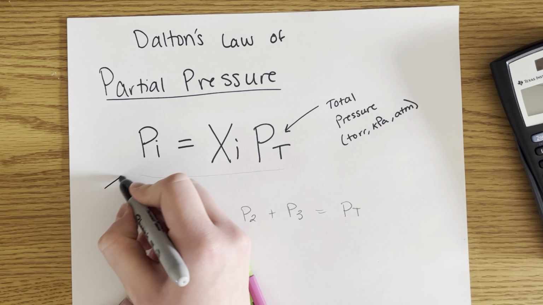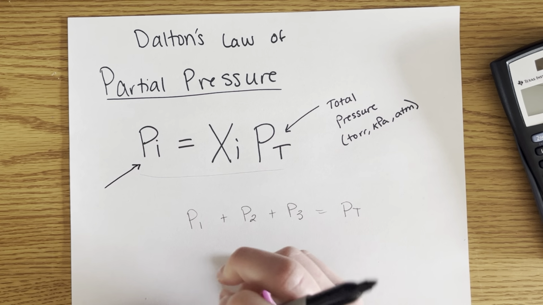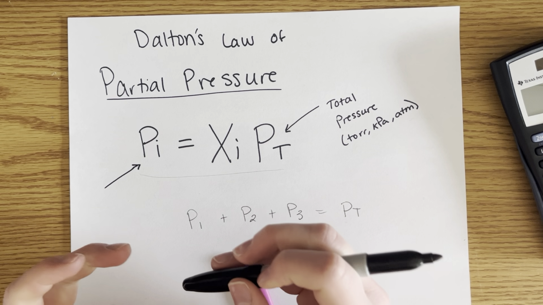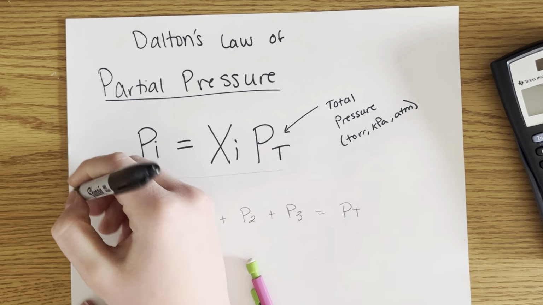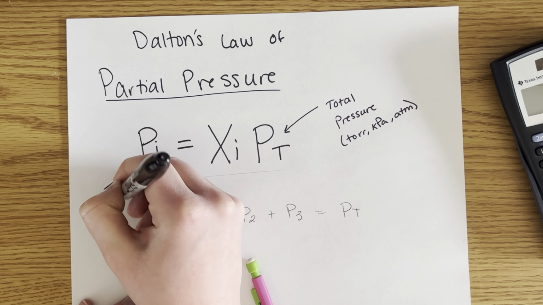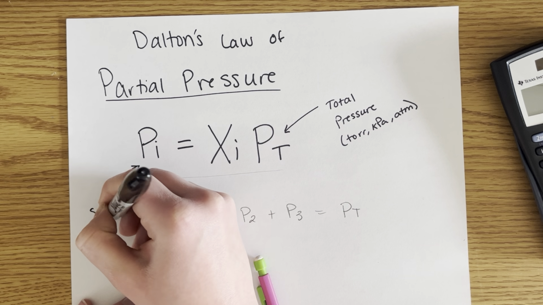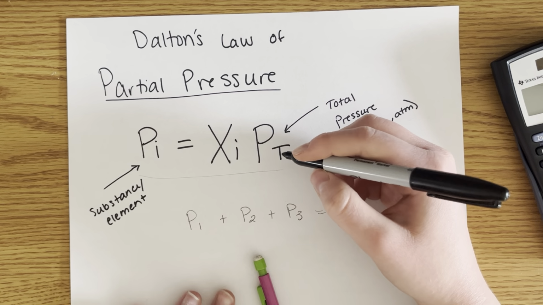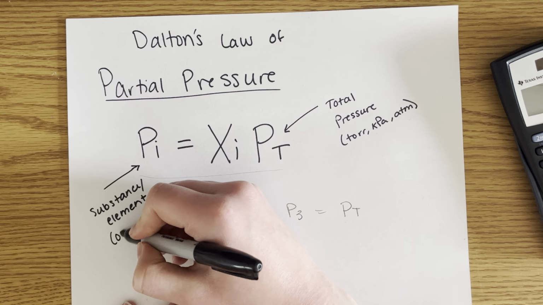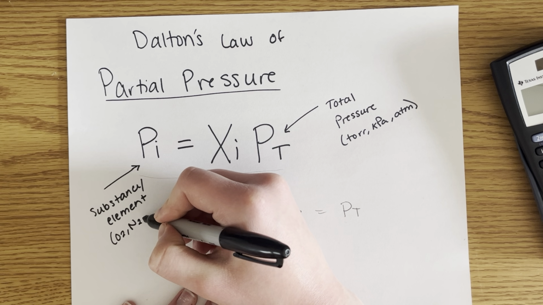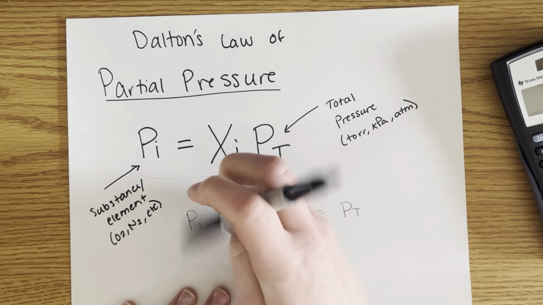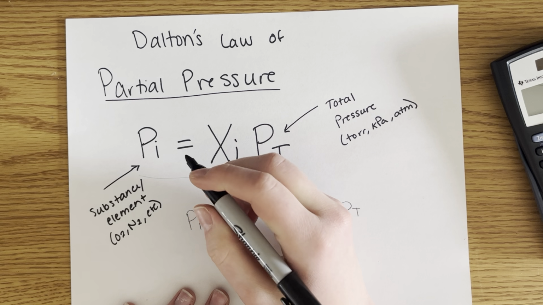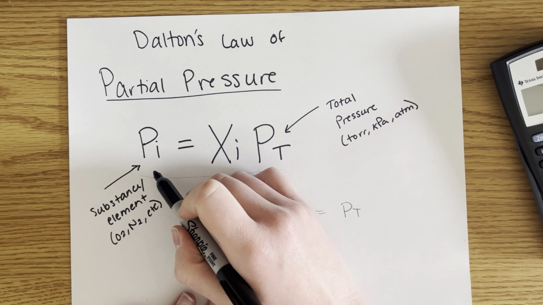Now, this one, I look at as the substance that you're trying to find the partial pressure of. So I'm going to put substance or element. Normally a problem will say find the partial pressure of O2 or nitrogen gas or something like that. And that would be this substance right here. This is normally the variable that you're going to be solving for.